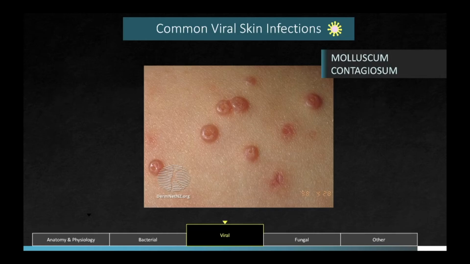Lesions of molluscum contagiosum are often found in groups, and the disease is typically passed on by direct contact. As such, it's most commonly seen in school-aged children, although it's important to note that it can also be passed on by sexual contact. There are a number of ways we can treat this condition, including cryotherapy, curettage, laser ablation, or topical preparations such as antiseptics and podophyllotoxin.